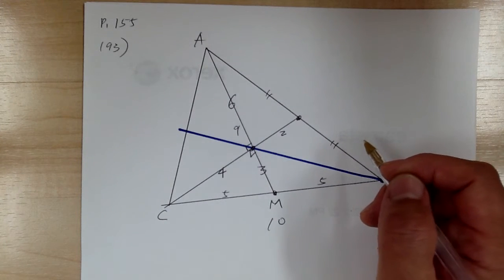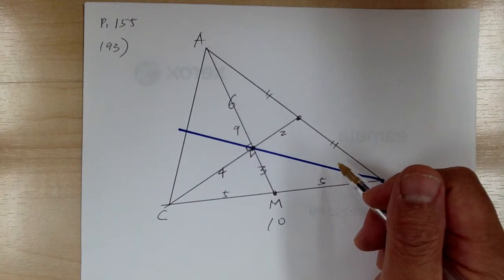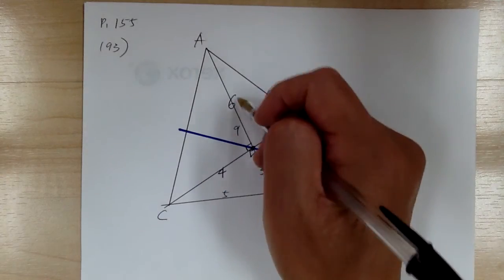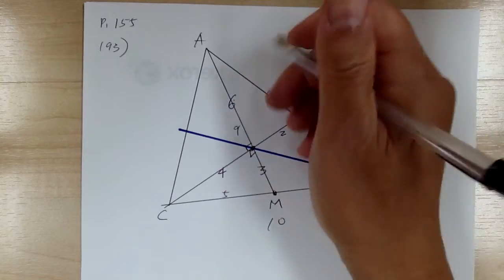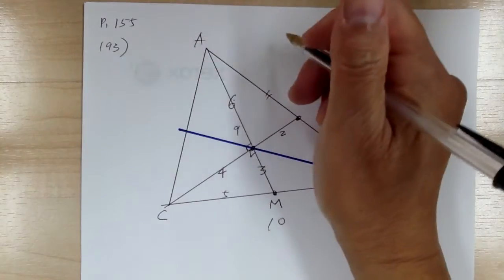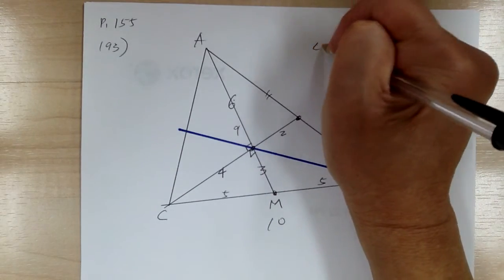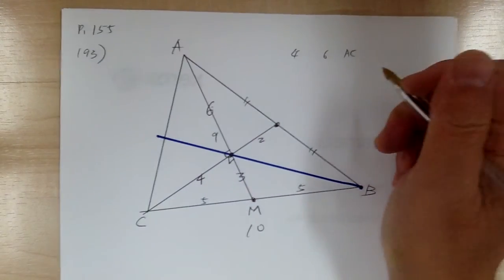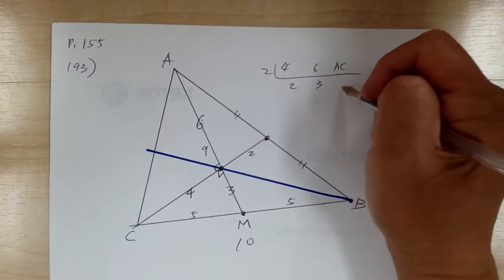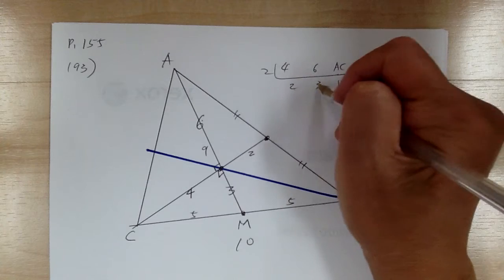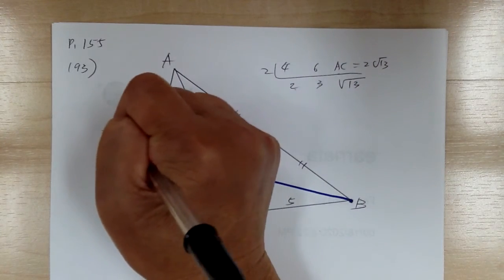Now you have to figure out the other information. So you can use the Pythagorean theorem. This is 4, this is 6. So use the Pythagorean theorem to figure out the AC. So you've got 4, 6, and AC. Divide by 2, so you've got 2, 3, and this would be the square root of 4 plus 9, which is 13. So AC is equal to 2 square root of 13.